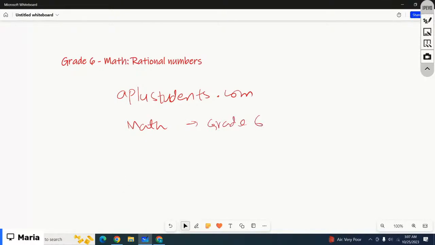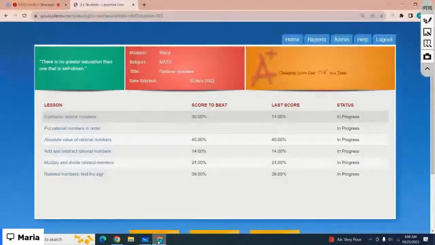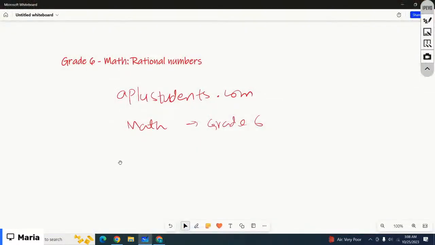We are going to start with the chapter rational fractions. Here I am on the grade 6 math. First we are going to see what are the rational numbers. What do you know about the rational numbers?